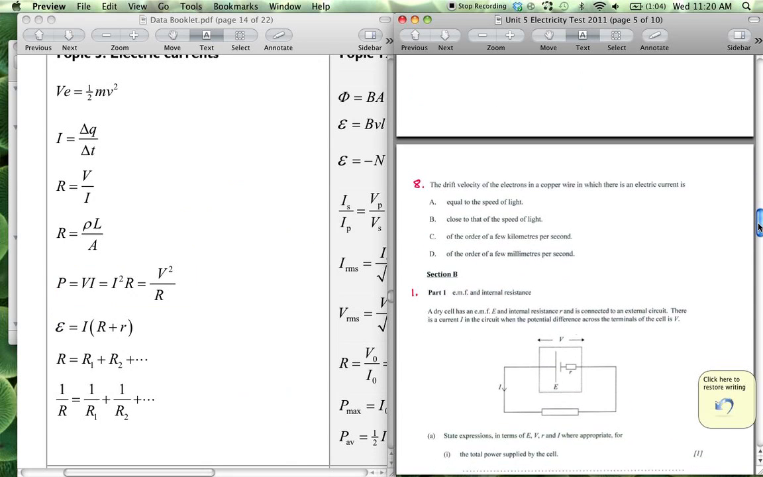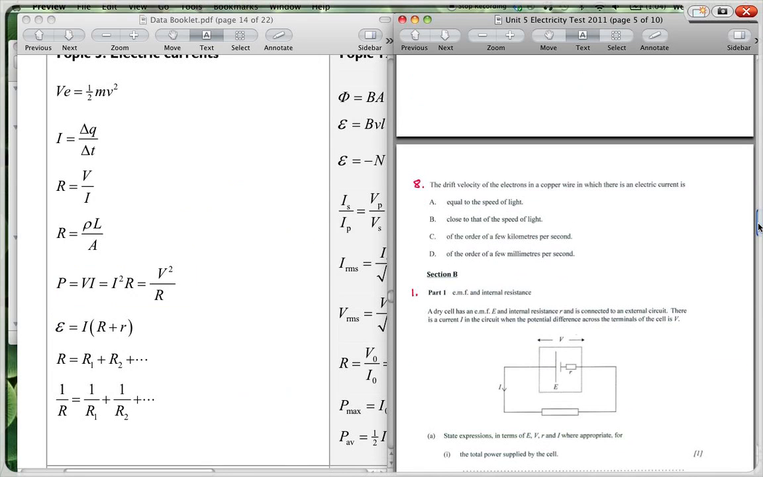And finally going on to our last question over here. This is just a bit of knowledge. The drift velocity of electrons in copper wire in which there is an electric current is of the order of a few millimeters per second. I mean, these are tremendously high speeds.